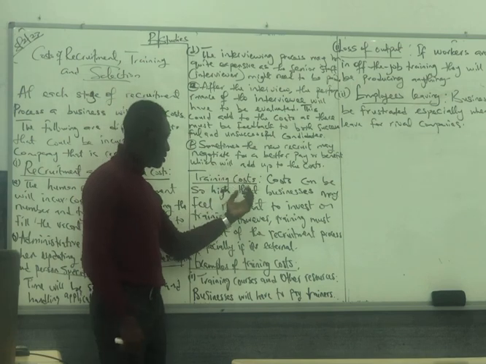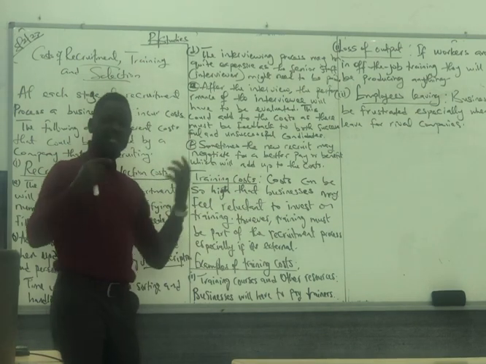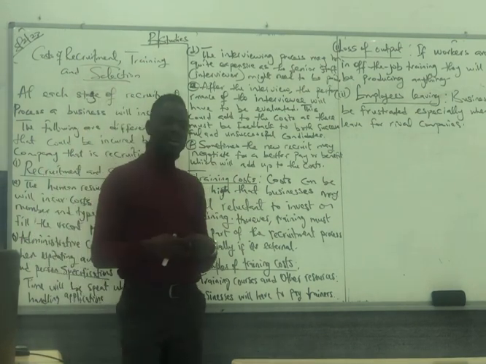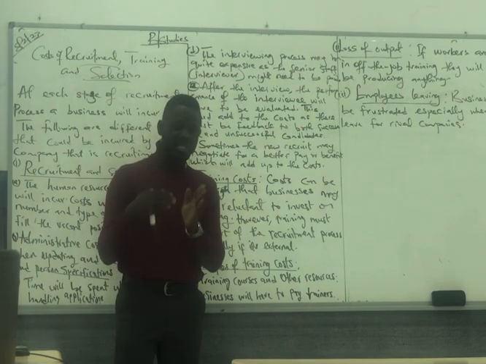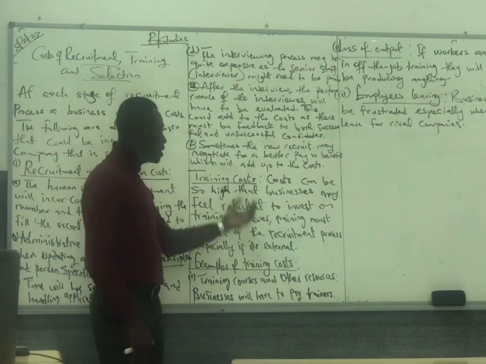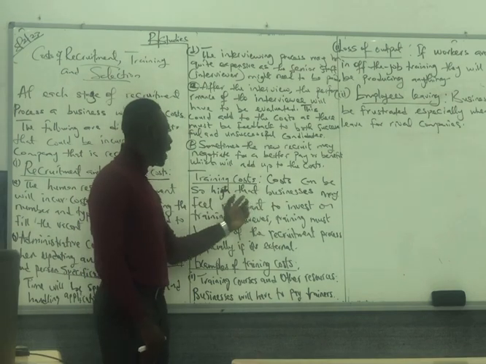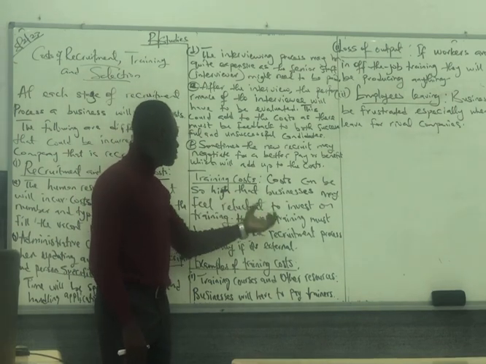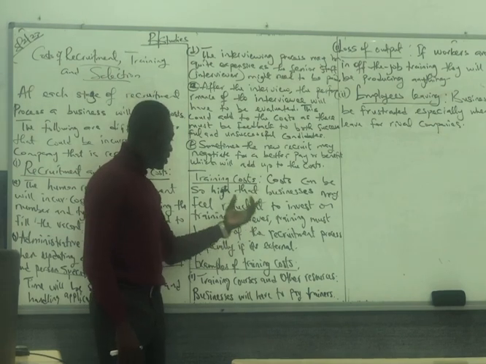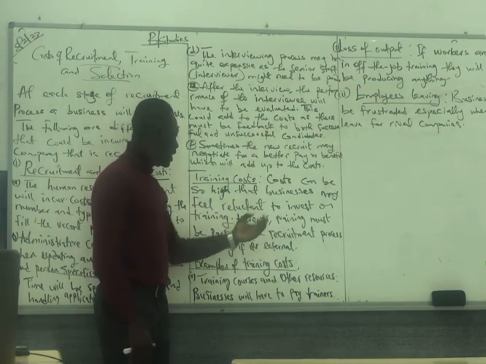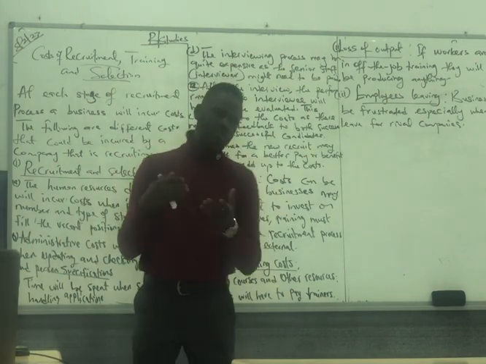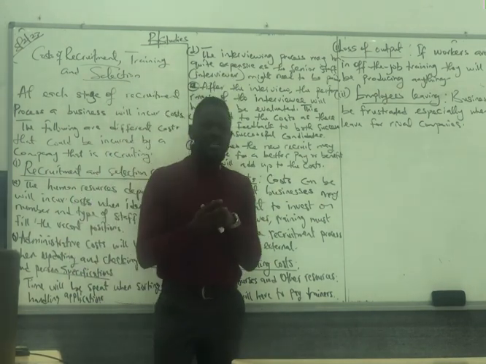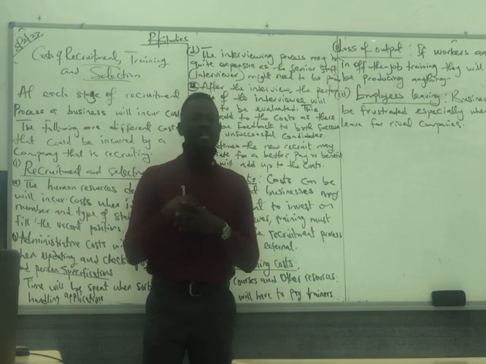Then we go to training costs. For training costs, these are costs that the business has to incur. They are inevitable, especially when they are recruiting new workers. So what are we talking about here? Costs can be so high that businesses may feel reluctant to invest in training. However, training must be part of the recruitment process, especially if it is external or newly recruited members. So training costs are something that is inevitable within the organization.